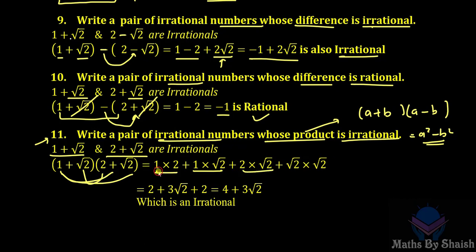So we got 1, 2 from here, and root 2, 2 times root 2, 1 times root 2 is 3 times root 2 plus 2, and we add the like terms, we get 4 plus 3 root 2, and since root 2 is there, it is going to be again an irrational number. I hope it is clear.